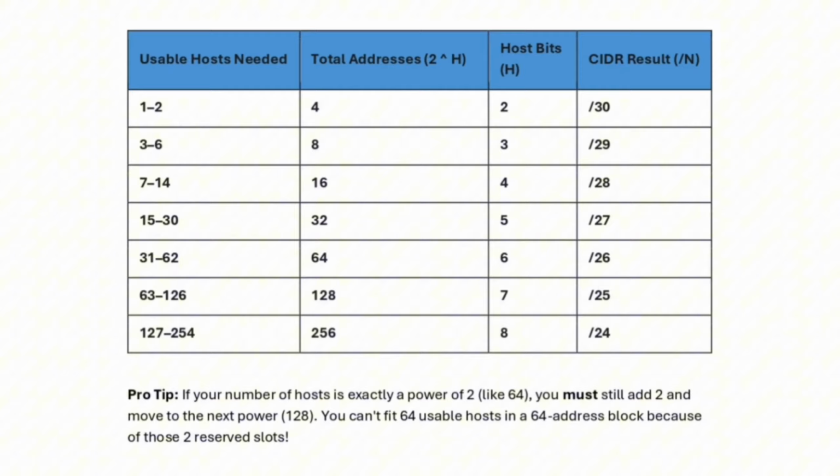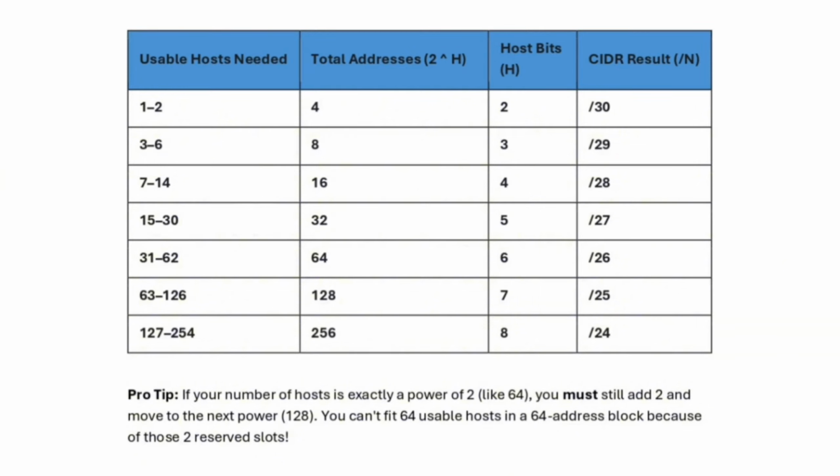Similarly, if the range is from 127 until 254, anything between those numbers, we take the next power of 2, which is 256. And if it is 7 to 14, if any usable hosts we need are between those, we take the next power of 2, that is 16.